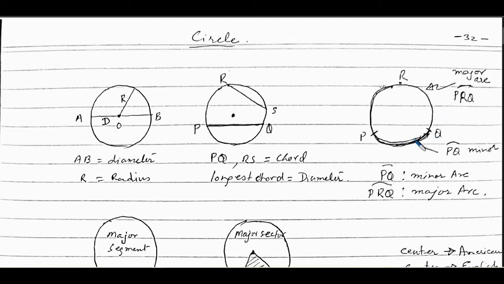And you have a circle, you have a minor arc. This PQ is called the minor arc, and this bigger arc is called the major arc. PQ is a minor arc, denoted by this curved line. PQ is a minor arc and PRQ is a major arc.